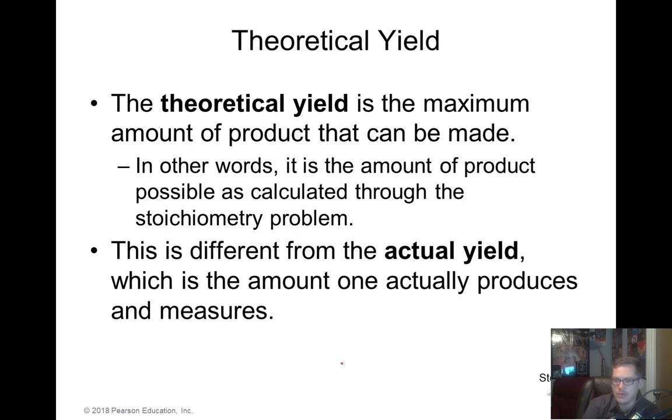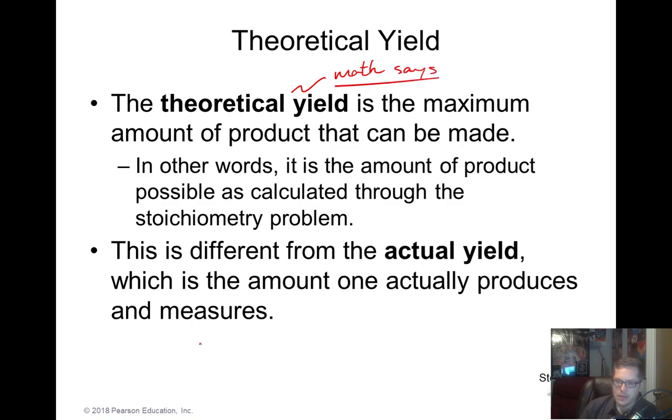All right, theoretical yield is the maximum amount of product that can possibly be made. That's assuming everything went exactly smoothly in the lab and we had everything worked out and we lived in a perfect world. Theoretical yield is what the math says we should make.